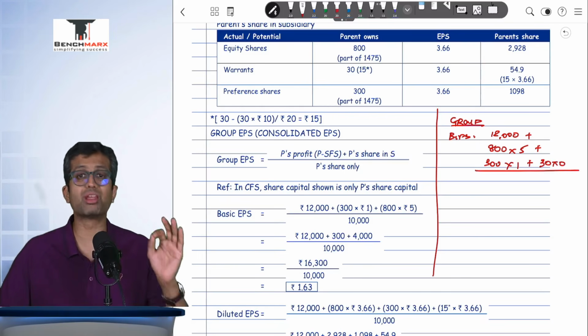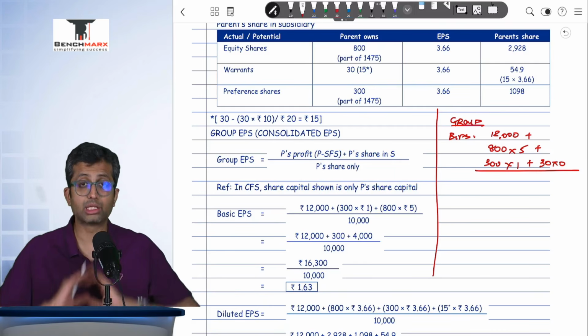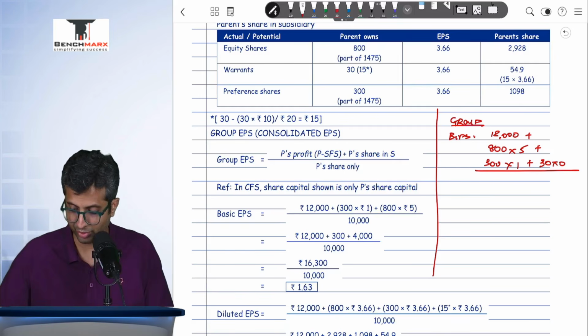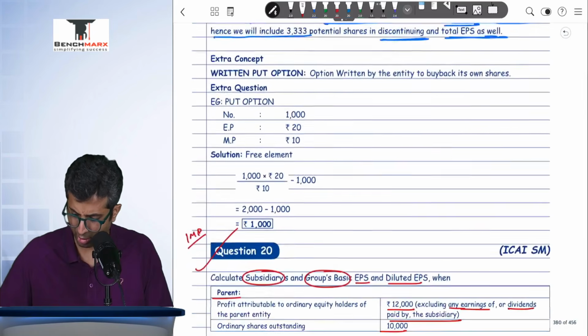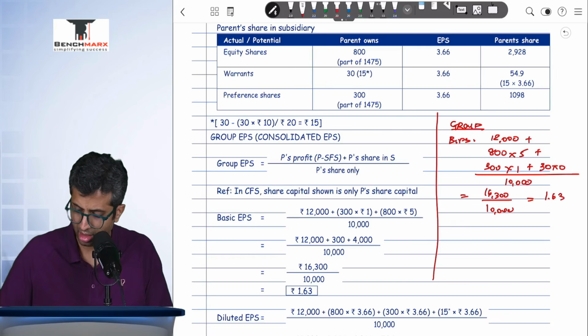Remember, in the denominator, nothing is to be added because there are no potential equity shares issued by the parent. In consolidated financial statements, in the denominator, you will only have the parent's number of shares, which is, I believe, the same, 10,000. Parent had how many? 10,000. So this is consolidated. And hence, this is 12,000 plus 4,000 plus 300. And hence, 16,300 divided by 10,000 will come to, I think, 1.63. Then you look at diluted EPS.